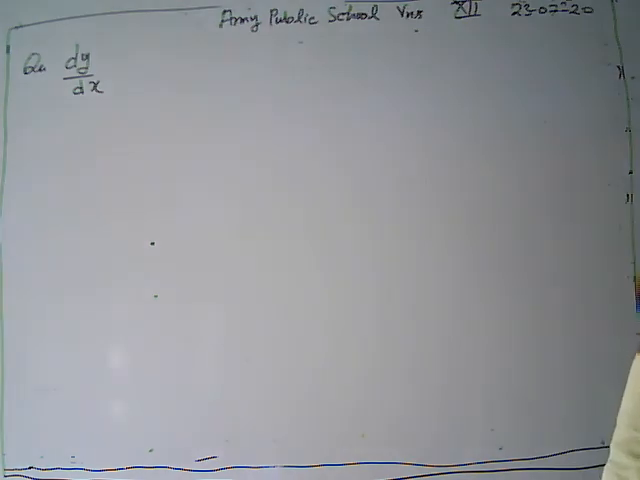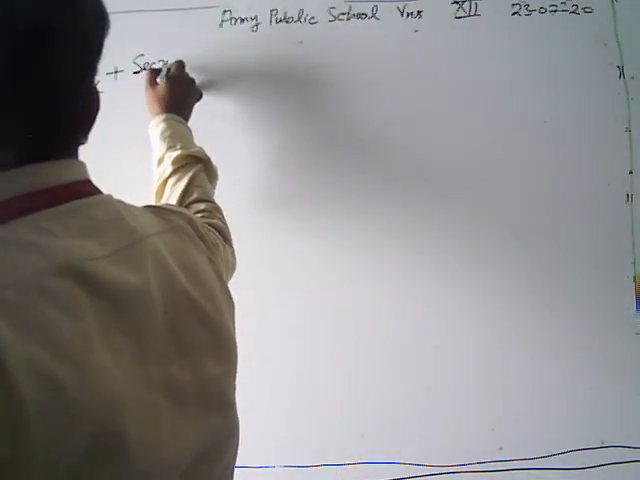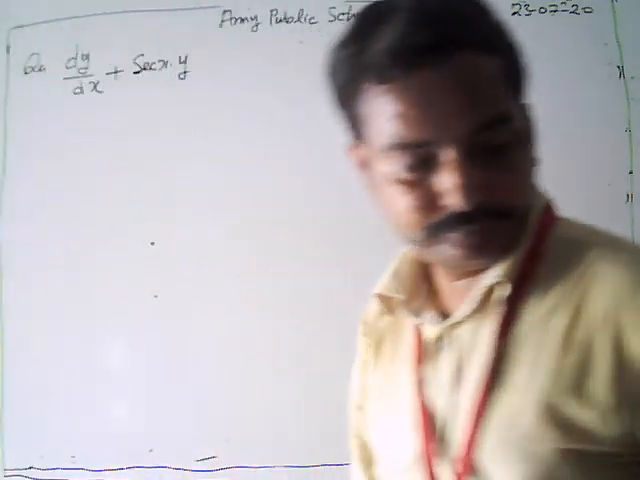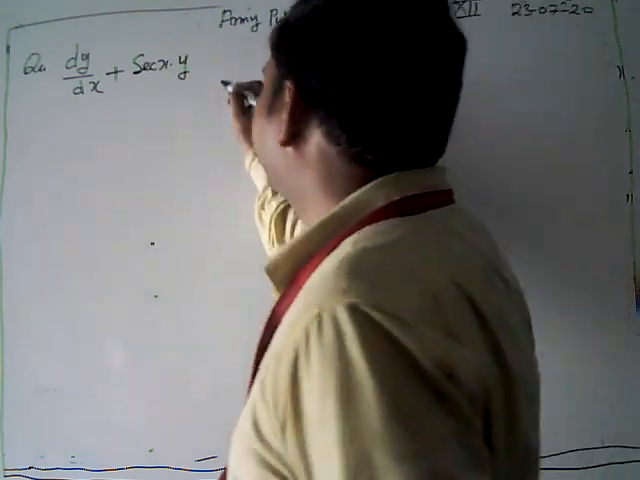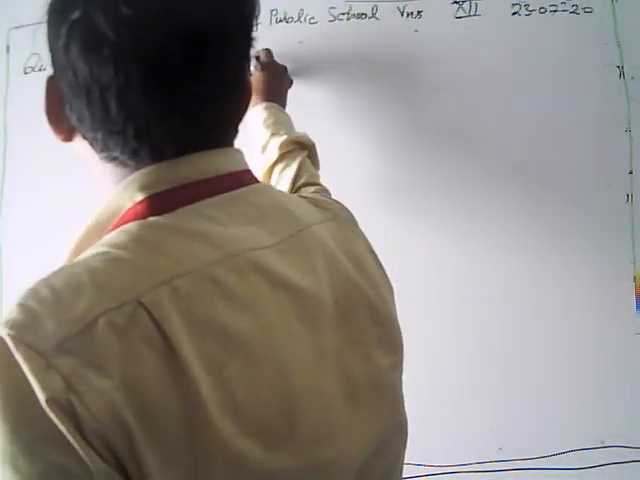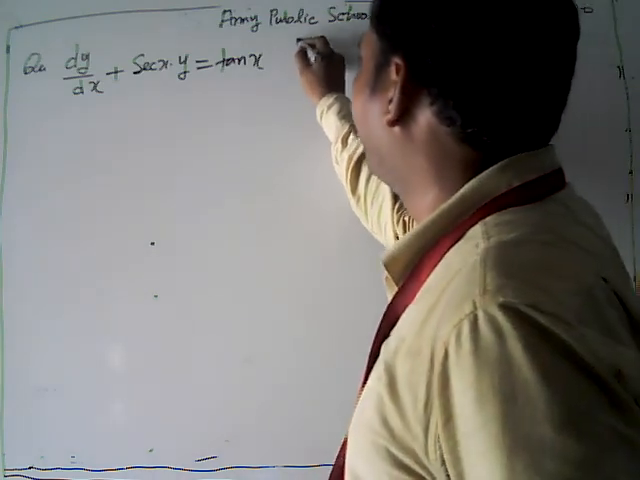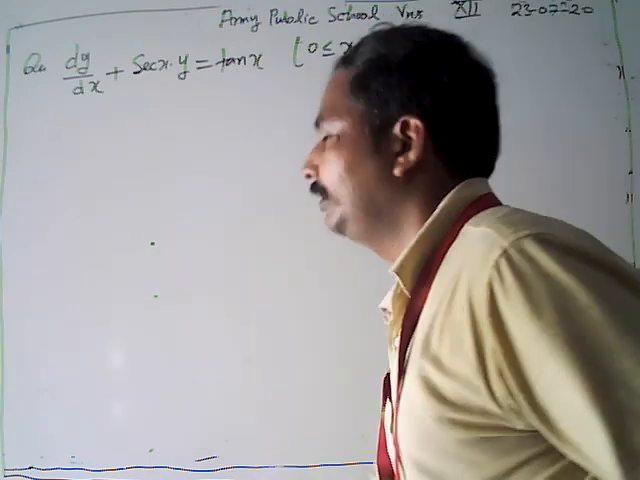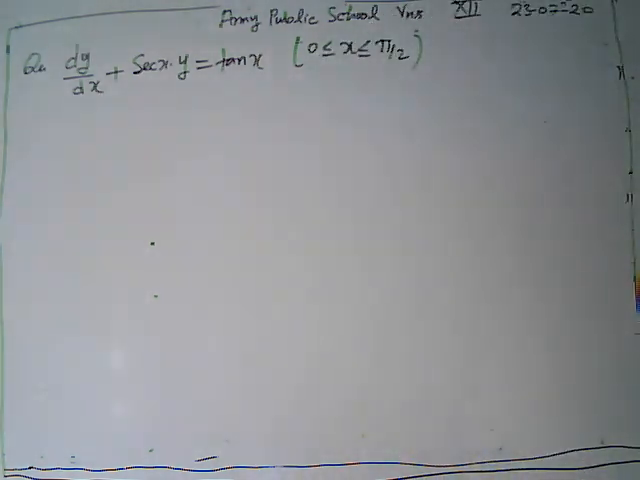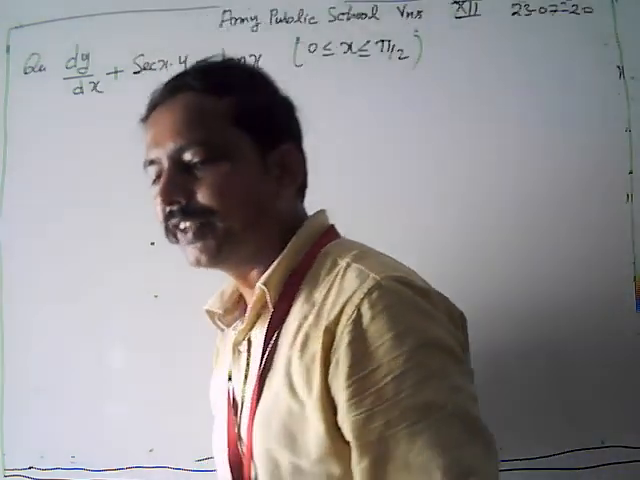dy/dx plus sec x into y equal to 10x, and also a condition is given where x lies between 0 to pi by 2. Now we have to find the general solution for this given differential equation.